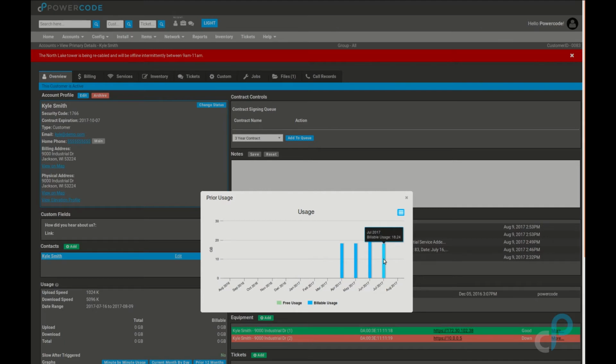If we did have free usage set up, then you would be able to see that part of this graph would be colored green and the other part would be colored blue to indicate the difference between the amount they used that was free versus billable usage, and that billable usage is what is used in the calculation for how much overage they actually owe you for.